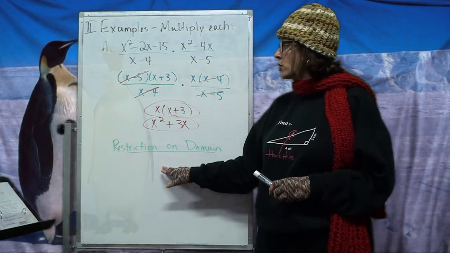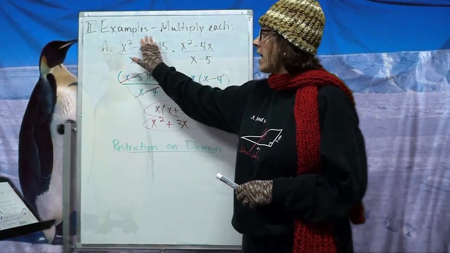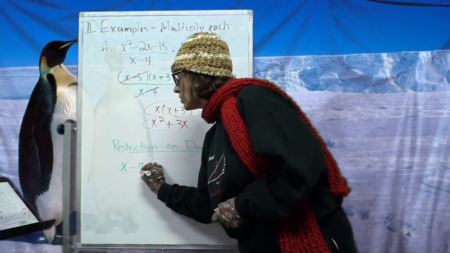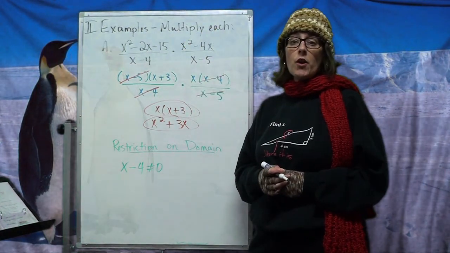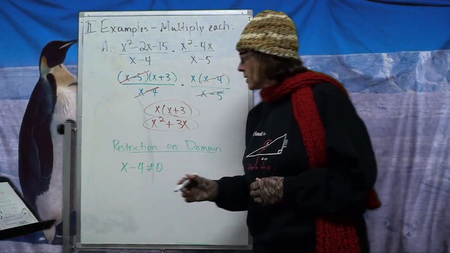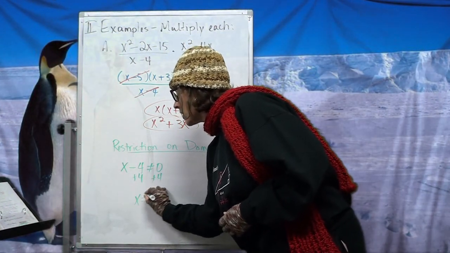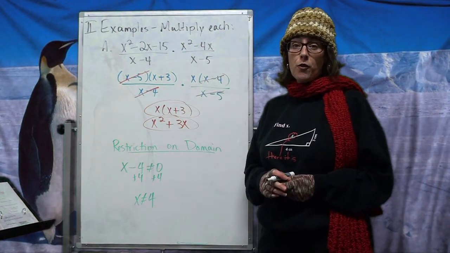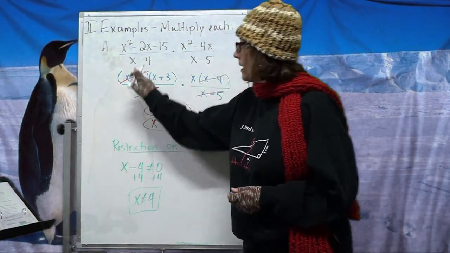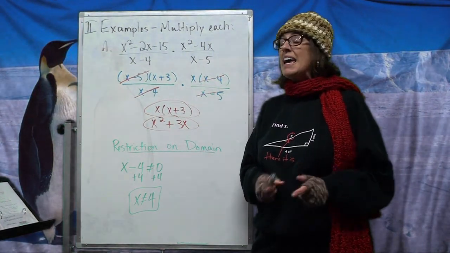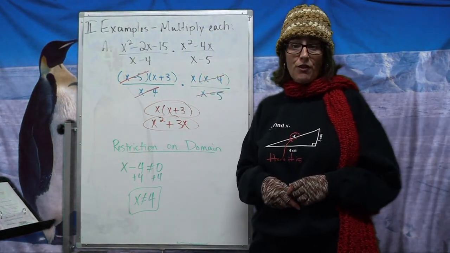So when I look at the restriction on the domain, I need to consider this fraction, its denominator, x minus 4, and I want to ensure that that is not a zero. To ensure that, in order to solve this equation, I would add 4 to both sides. So my x had better not be a 4. That would cause a 0 in the denominator of this fraction because 4 minus 4 would give me a 0. Any other number is perfectly fine.